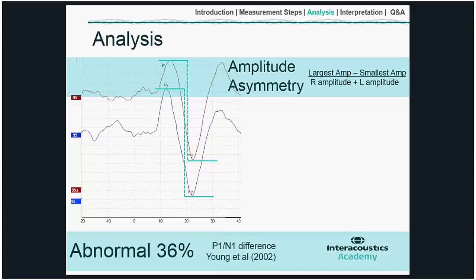Studies typically come in around a figure of about 36%; some say 35, some say 33, but the figure we use at Introacoustics is the 36% taken from the Young et al. study. So if the VEMP asymmetry is larger than 36%, we say that this is an abnormal VEMP, whereas if the asymmetry is less, we say that it fits within the normal criteria.